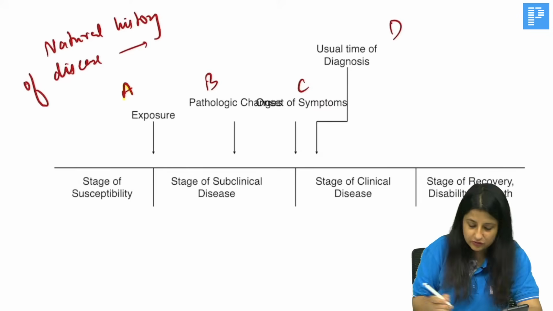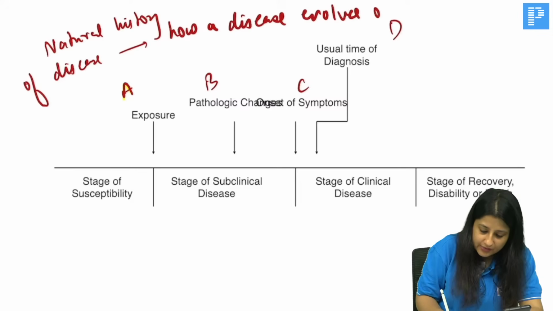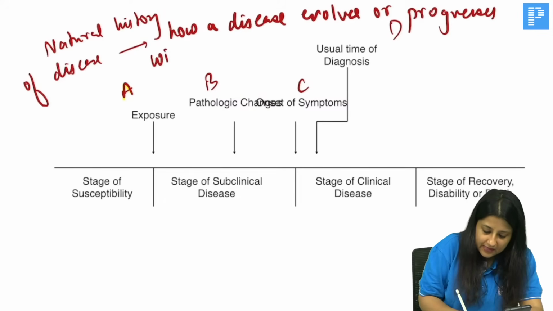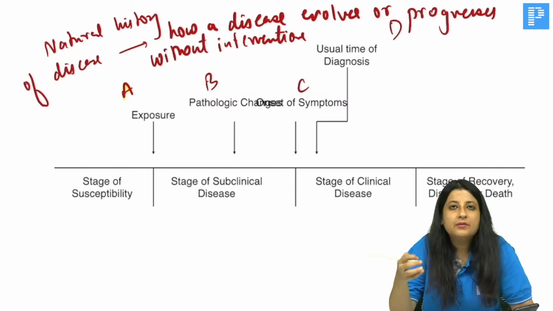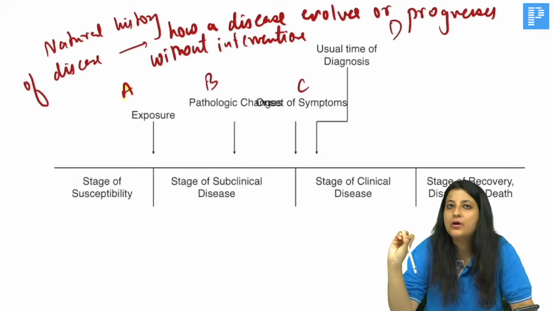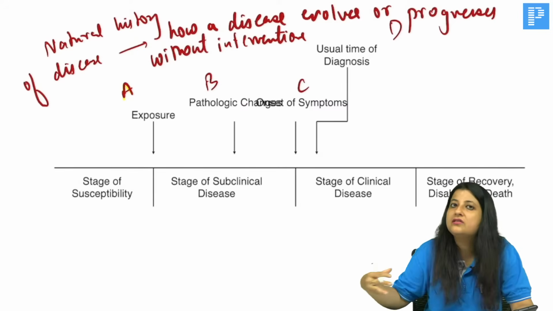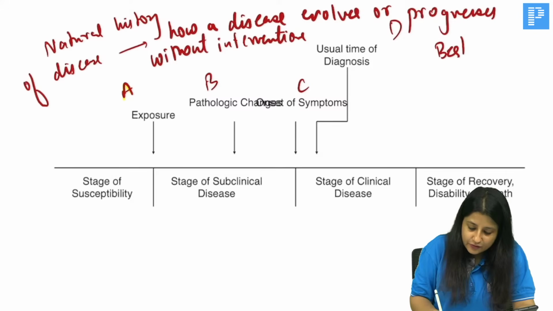Natural history of disease just tells us how a disease evolves or progresses without interventions. Okay? Without interventions. For example, suppose we give the vaccine for measles, but suppose we don't give a baby the measles vaccine. How is measles going to occur? That is the natural history, the natural story. Another question: what was the best study design to establish natural history?